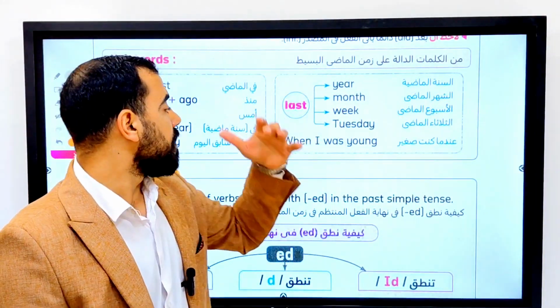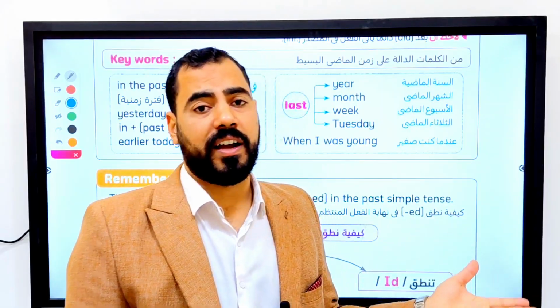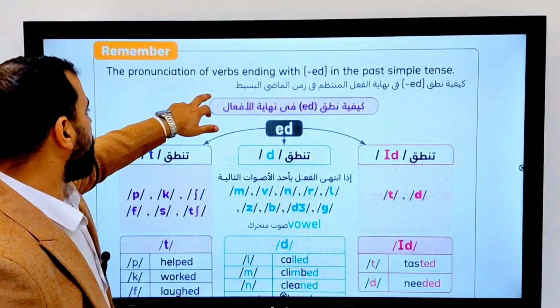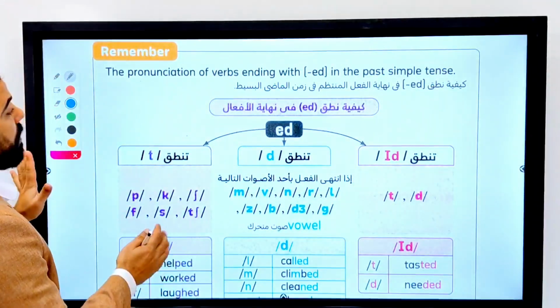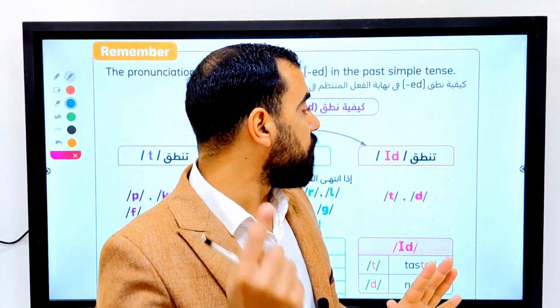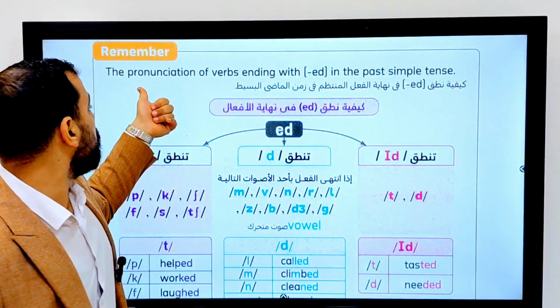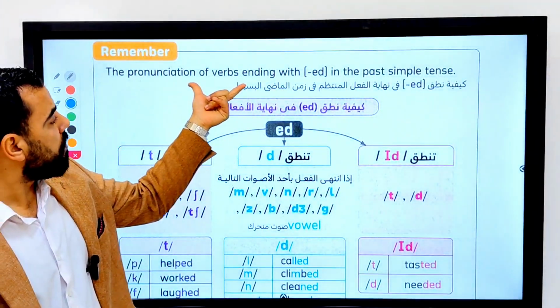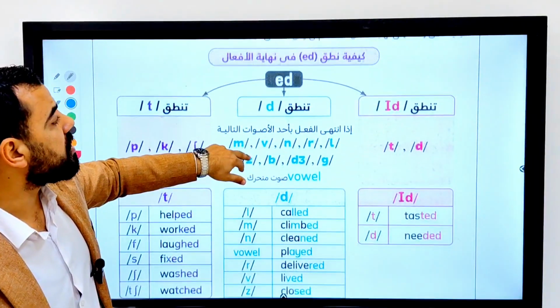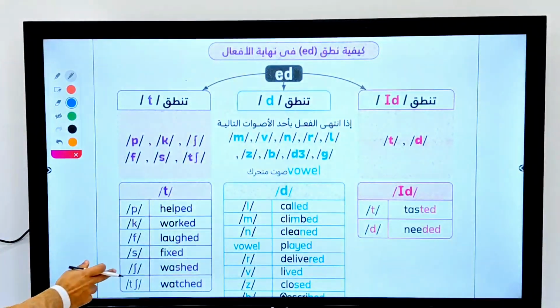This is a key expression that helped me find out that the sentence is in the past. Okay, let's remember. This part is about the pronunciation of verbs ending with -ed in the past. Let's find out together.